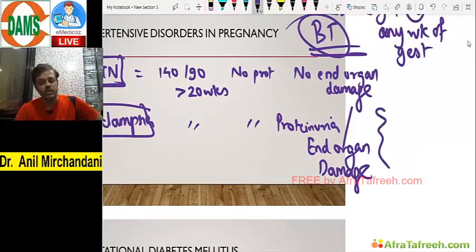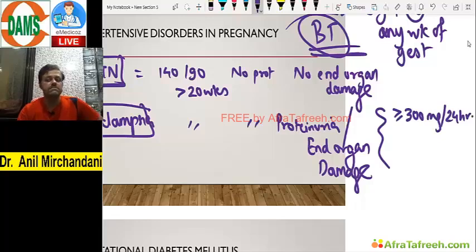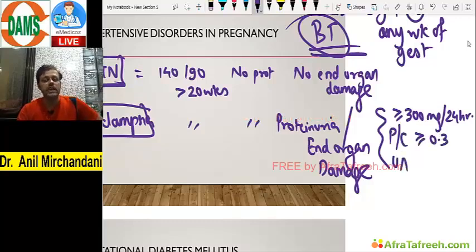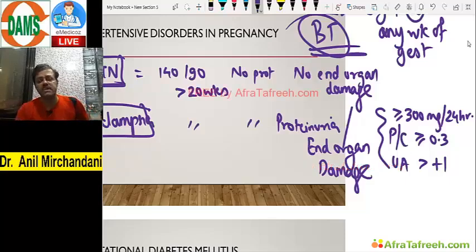In proteinuria, you know that it is more than or equal to 300 milligram in 24 hours, or protein creatinine ratio more than or equal to 0.3, or urine albumin more than 1+. That means +2, +3, +4. Any of these things would be significant proteinuria.